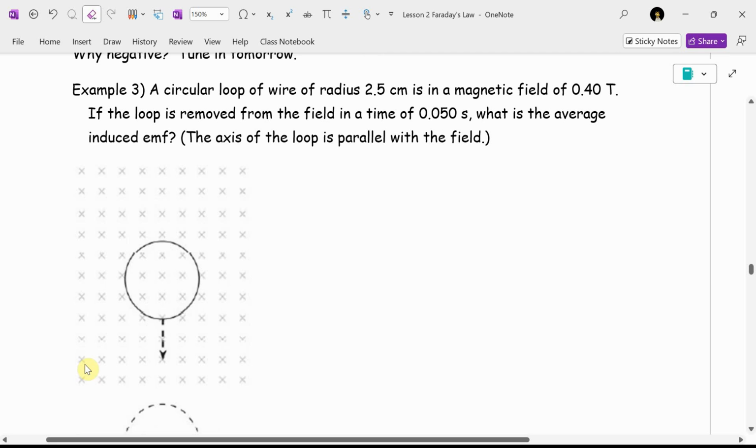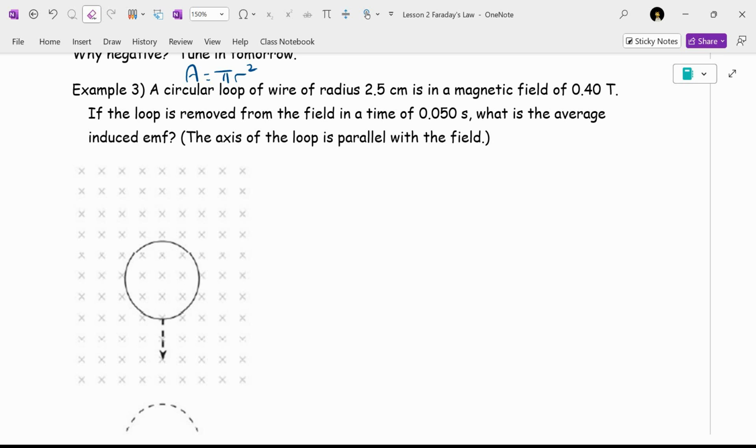But here we go, example 3. I kind of like example 3, except this is a terrible way to generate electricity, but I like the concept. A circular loop of wire. Okay, we need the area of a circle. Anybody know the area of a circle? It's on your formula sheet if you forget, but I'll write down right here, A equals pi r squared. Of radius 2.5 centimeters, I'll have to convert that to meters, is in a magnetic field of 0.4 Teslas, fairly strong magnetic field. If the loop is removed from the field in a time of 0.050 seconds, what's the average induced EMF, the voltage? And it gives me a picture.